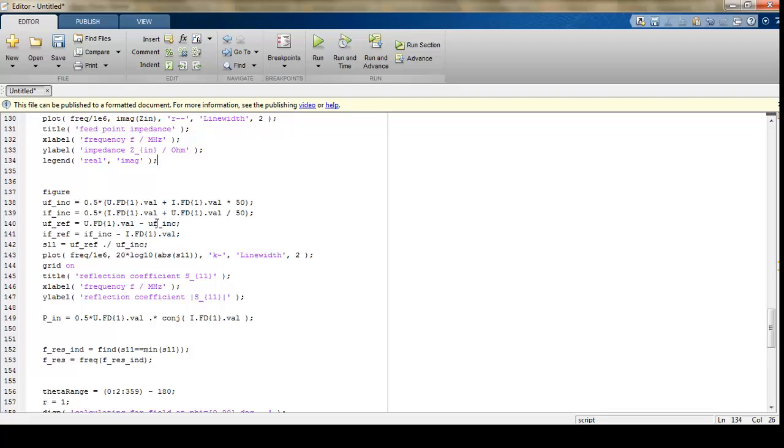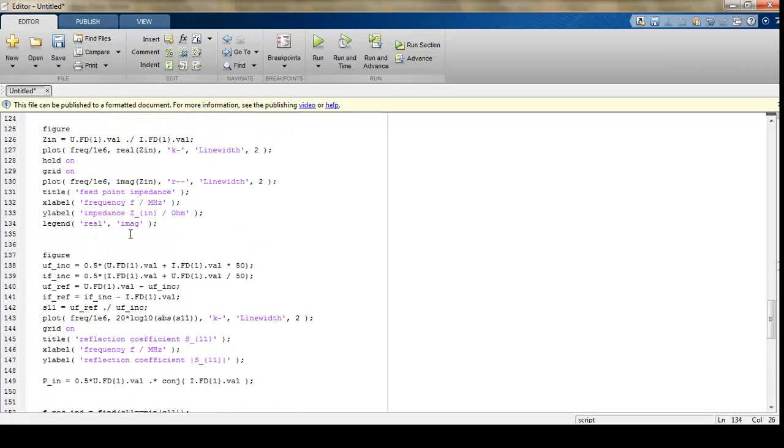The variable Zin is assigned the value of the feed point impedance. This line represents the real part of the impedance, whereas this line represents the imaginary part of the impedance. The title, label, and the legend are applied to the graph, and the graph is then plotted for the feed point impedance.